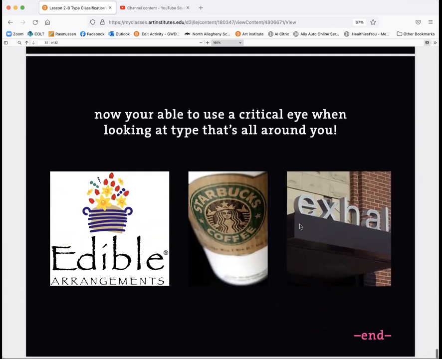Now you're able to use a critical eye when looking at type that's all around you. So now you can look around and start pointing out certain things and understand what works and what doesn't work.